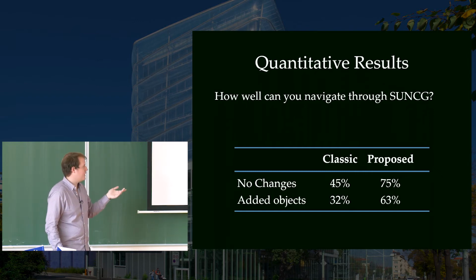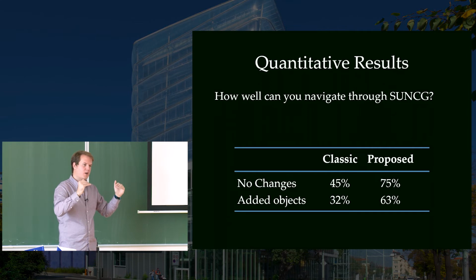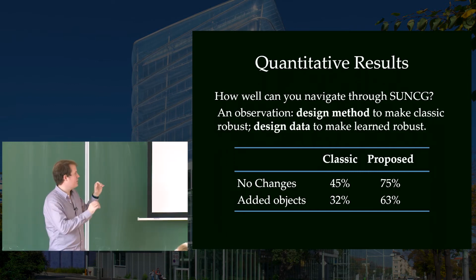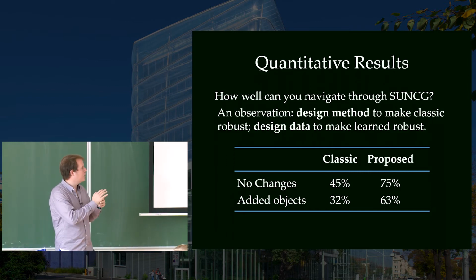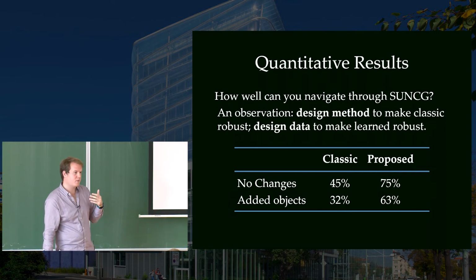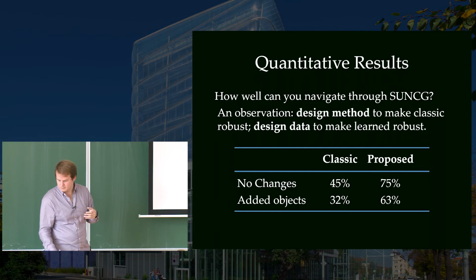And then if we add objects, performance, of course, drops for both, but our method is still able to handle these added objects. And again, I think the very interesting thing is that rather than designing the method, you design the data. So you add the variants that you want it to be robust to, and this makes it work.